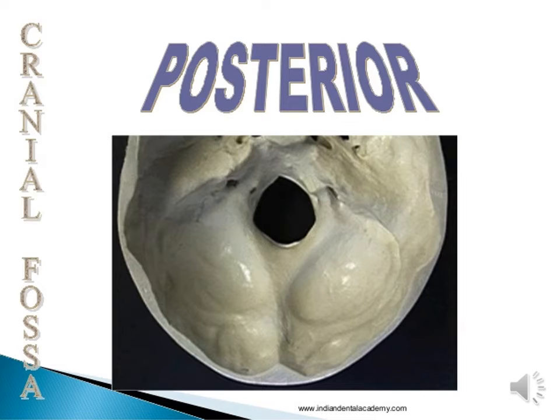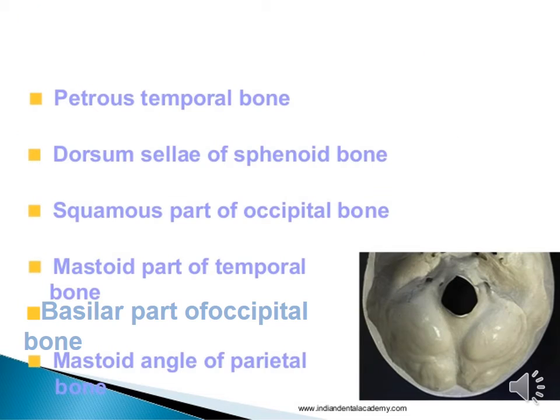The last fossa is the posterior cranial fossa. The bones forming the posterior cranial fossa are the petrous temporal bone, dorsum sellae of the sphenoid bone, squamous part of the occipital bone, mastoid part of the temporal bone, basilar part of the occipital bone, and the mastoid angle of the parietal bone. So the bones forming the posterior cranial fossa are the temporal bone, sphenoid bone, occipital bone, and part of the parietal bone.